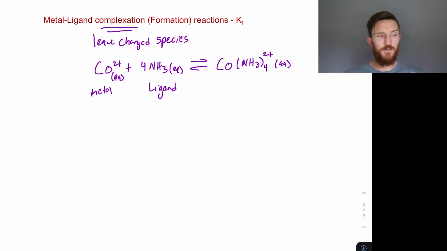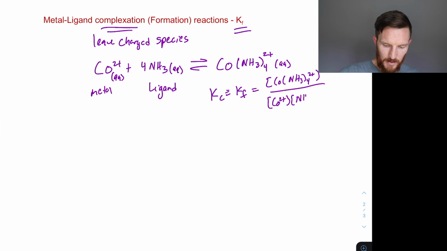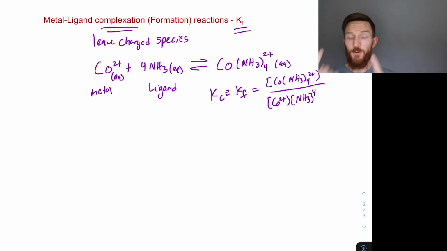And so we see that we have this formation of a complex, and we would classify the equilibrium constant that goes with this as a formation constant. That's what we call it, K sub F. So our Kc would be our Kf here for this specific reaction, and that would be our cobalt ammonia complex divided by our cobalt ions, and then our ammonia concentration, again to the 4th power now because we have a coefficient of 4. And so we see here we have this metal ion that has the ability to form this complex.